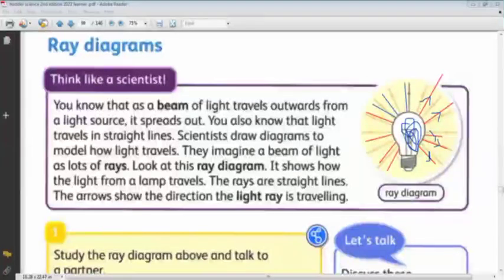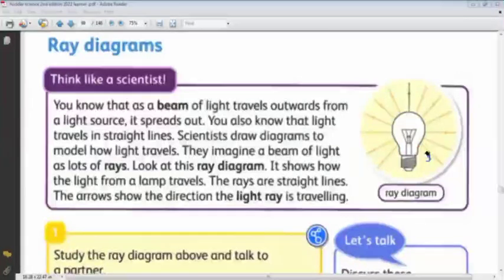Okay? Okay. Okay. So what we can conclude from this page or from this activity is that the light comes out from the source of light in the form of a straight line, and we can represent it with something called a ray diagram. In the ray diagram, we draw the source of light, and there is a straight line coming out from it, and there is an arrow that represents the direction of the traveling of the light.